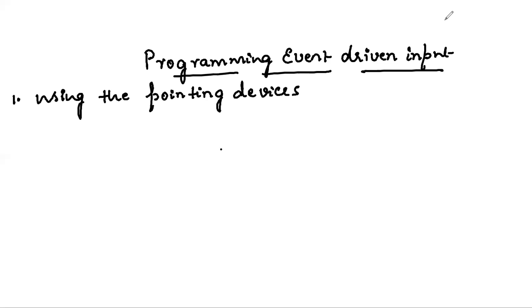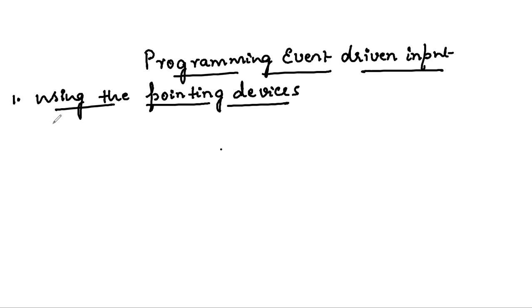In this session, we shall discuss programming event-driven input. So in this part, first we shall see using the pointing devices. There are two types of events that are associated with the pointing devices, which is conventionally assumed to be a mouse, but it can also be a data tablet or a trackball.